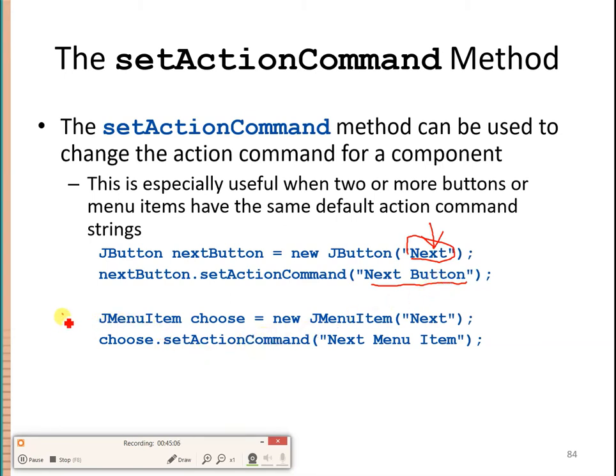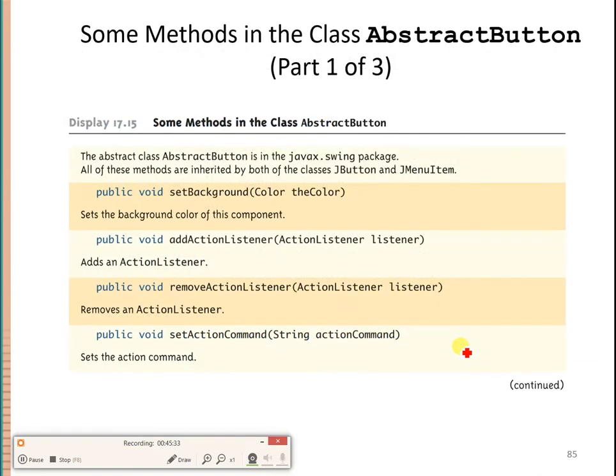Similarly, if we are defining the JMenuItem with the string next, you can see that both of these strings are the same. So we are going to use again the method setActionCommand, and we are going to identify this JMenuItem not by the string next, but by the new string which we have defined just now, nextMenuItem. So if two buttons, or one button and one menu item, have the same kind of string, we can use this setActionCommand.